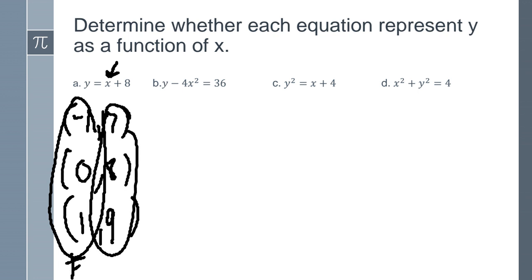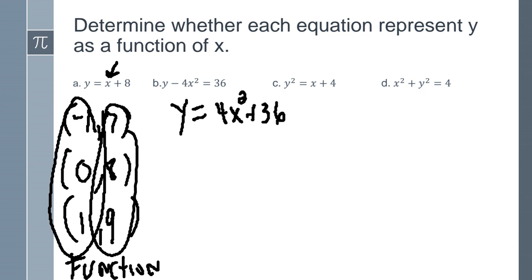Okay, so let's look at letter B. I personally always like to solve for y. So this would be y equals 4x squared plus 36. And then we can try the same. This is x, this is y. I'm going to pick a negative number, and it could be negative 100 if you wanted it to be, as long as you try a negative number in there. So negative 1 for x would be negative 1 squared, which is a positive 1, times 4 is 4, plus 36, that's going to give us a 40.